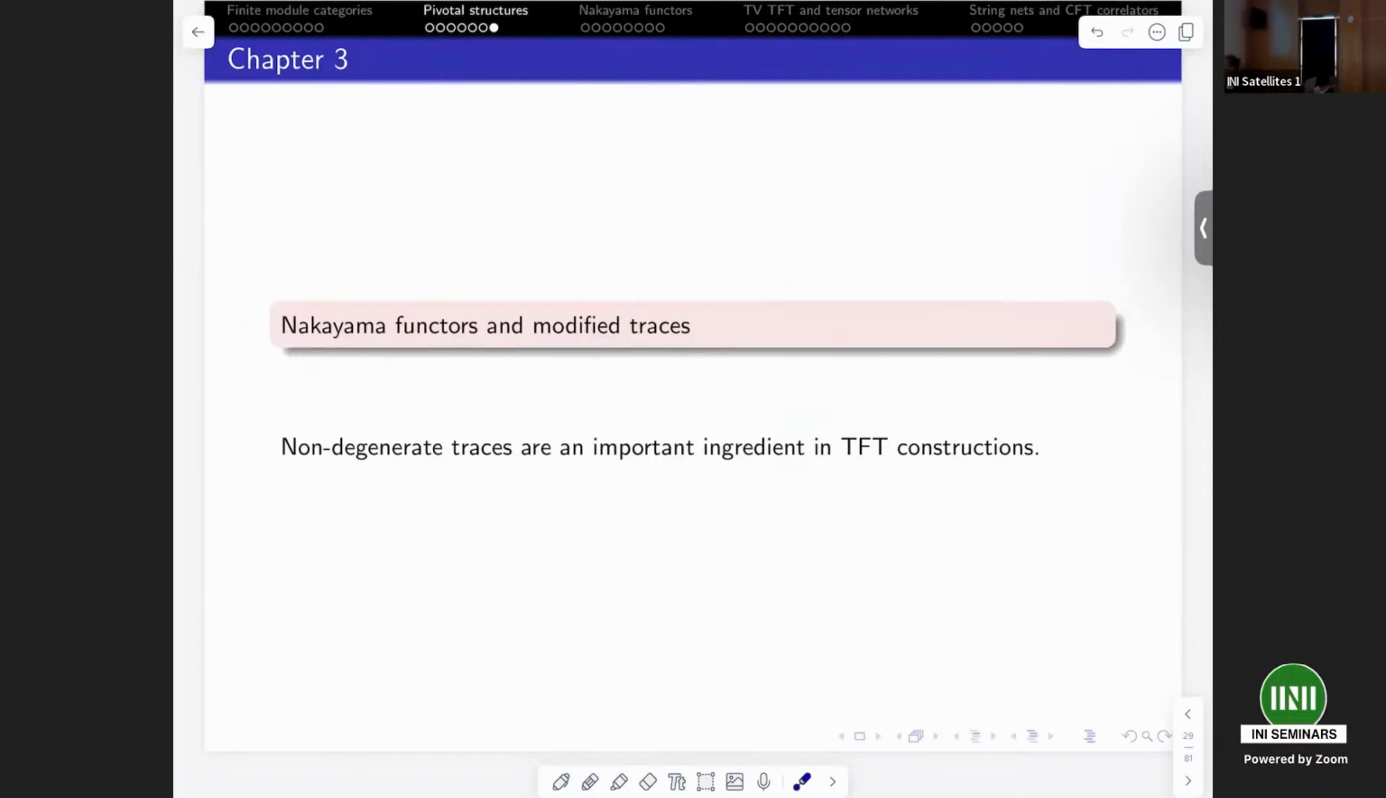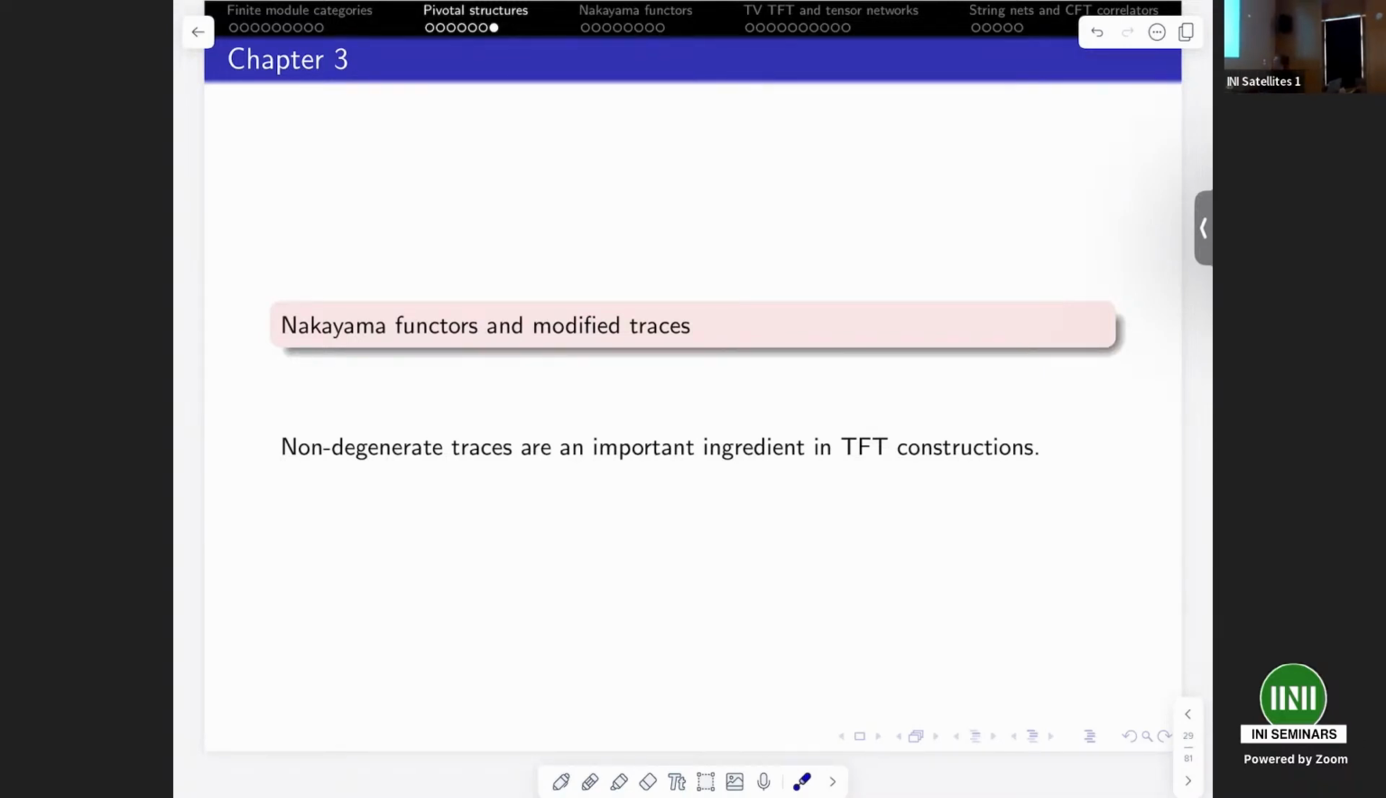Okay, let's go to the last part of this theoretical part. I want to talk about Nakayama functors. Serre functors are in the classical context related to Nakayama functors. They're the derived functor of Nakayama functors. So let's study a bit Nakayama functors.